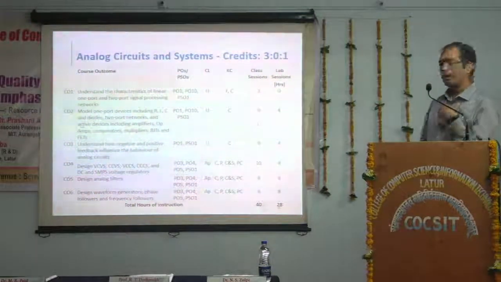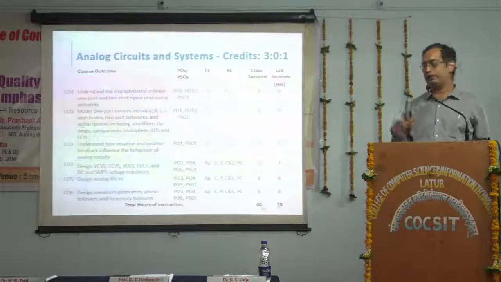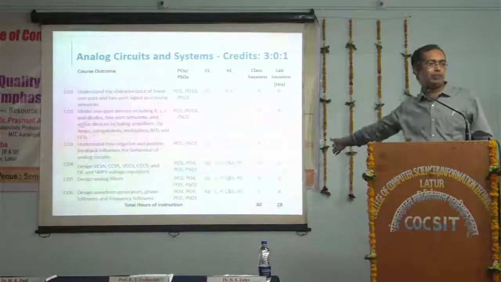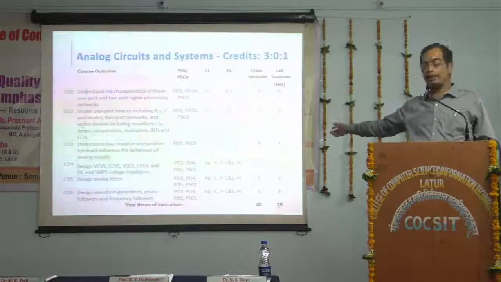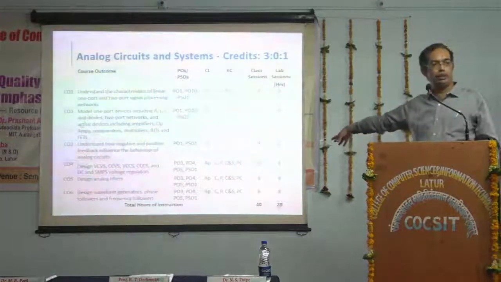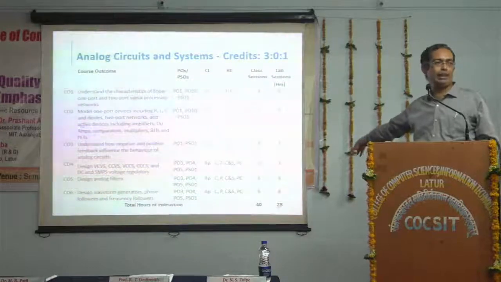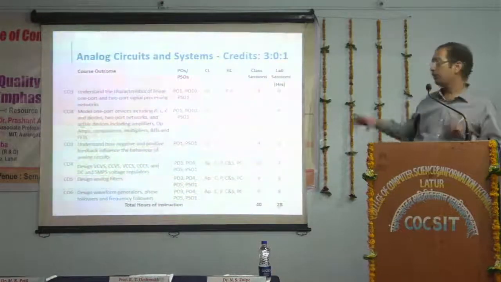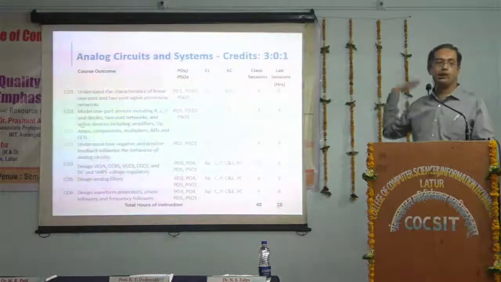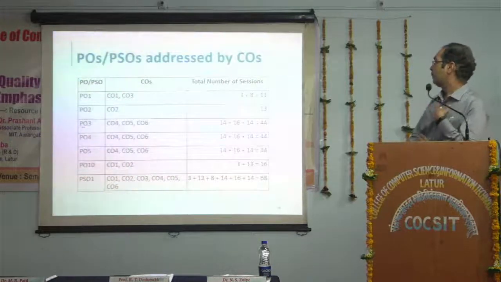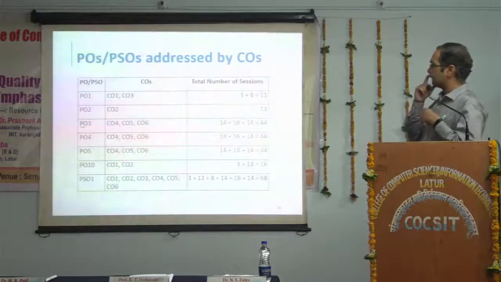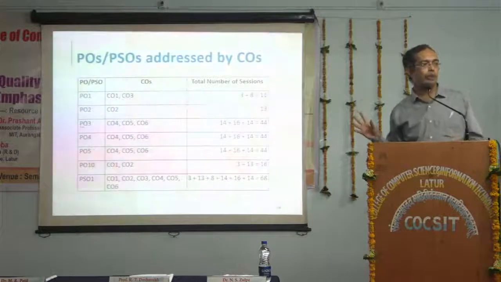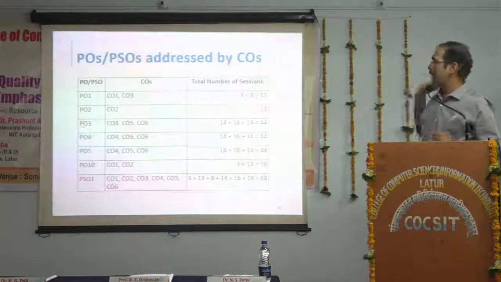Likewise I have a total of 40 theory sessions. If there is no lab session for a course, you can skip that; if you have lab sessions, you can add that. So 40 lectures and 28 lab sessions. I have defined how many lab sessions are required for each CO, and which PO is addressed by it. When I did the calculations, I saw that PO1 is addressed through CO number 1 and CO number 3.